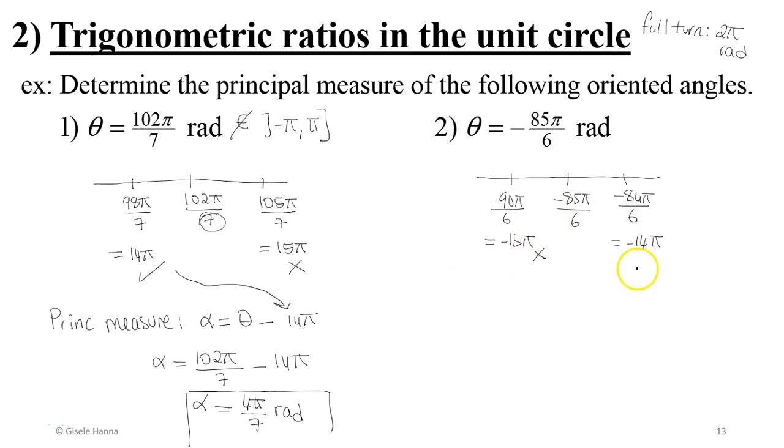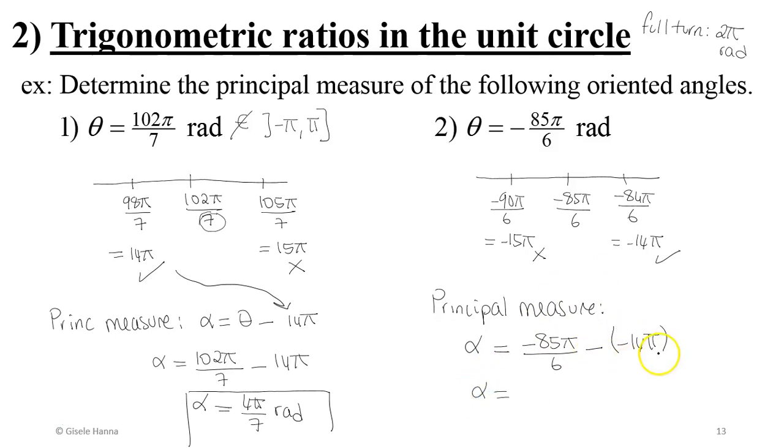Again, this is an odd multiple of pi, so it does not represent a number of full turns. However, it's the even multiple of pi that represents a number of full turns. So if I were to consider the principal measure alpha, corresponding to that angle theta, the principal measure would actually be theta, which is negative 85 pi over 6, minus the number of full turns we have found, and don't forget here that this is negative, so it becomes a plus 14 pi, which leaves me with negative pi over 6.